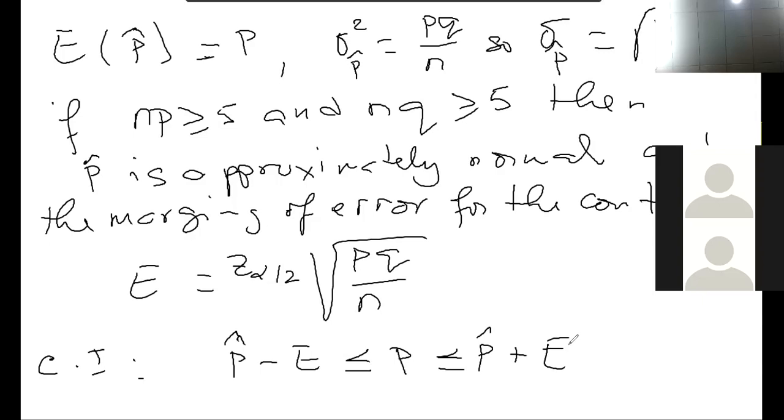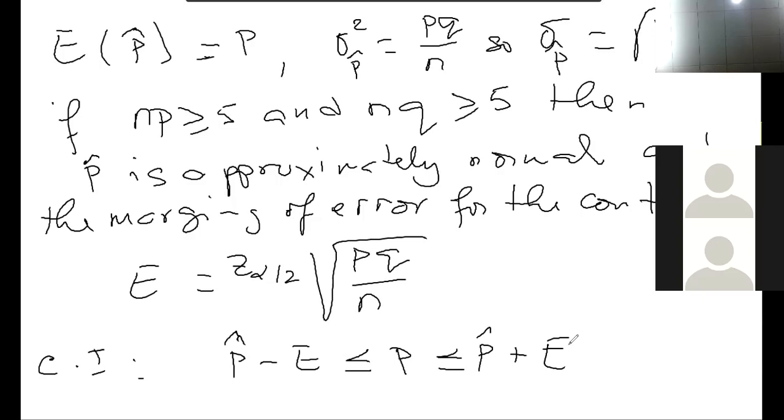And this n minus x is nq hat. So when you are asked to determine if a sample proportion is approximately normal, you just need to know: is the number of successes and the number of failures both at least 5? When that works, I'm just repeating what I have there.